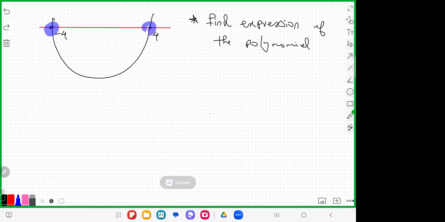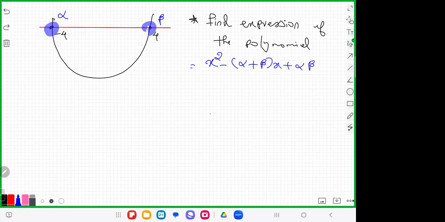So what is the formula? We can take the first one as alpha, the second one as beta. So how can you express the polynomial? x square minus (alpha plus beta) into x plus alpha beta. So the answer is x square minus (minus 4 plus 4) into x plus alpha beta, that is minus 4 into 4.